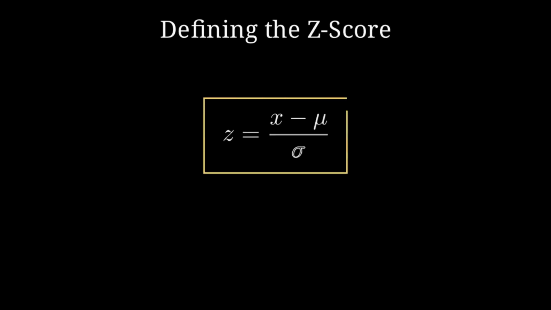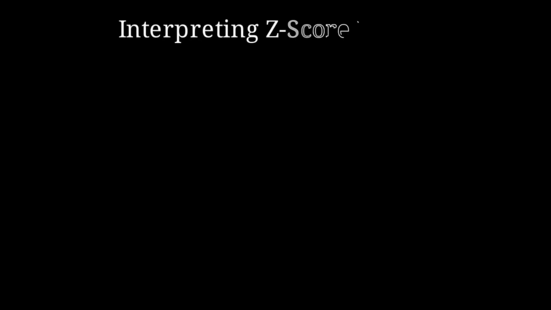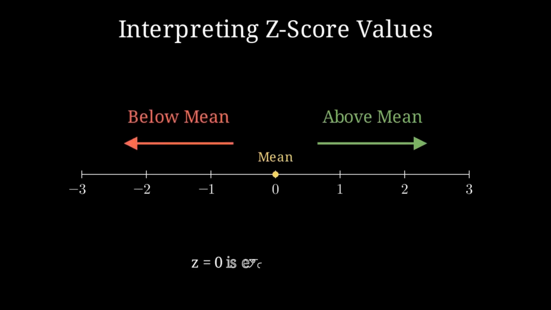What if a value doesn't land exactly on a whole standard deviation? We use the z-score. The z-score tells us exactly how many standard deviations a specific value is above or below the mean. A positive z-score means the value is higher than the average, while a negative z-score means it is lower. A z-score of 0 means the value is exactly equal to the mean.